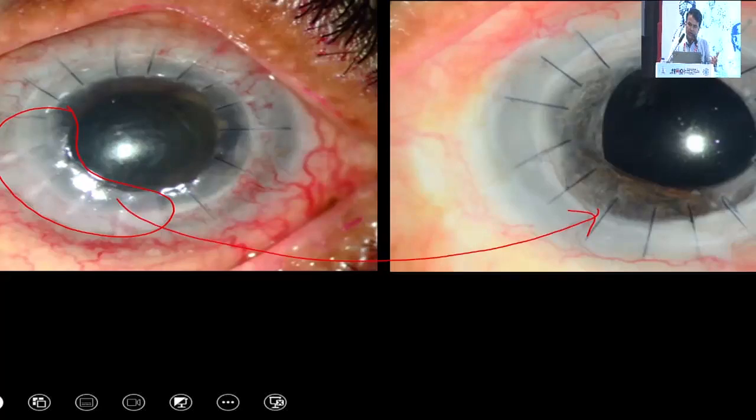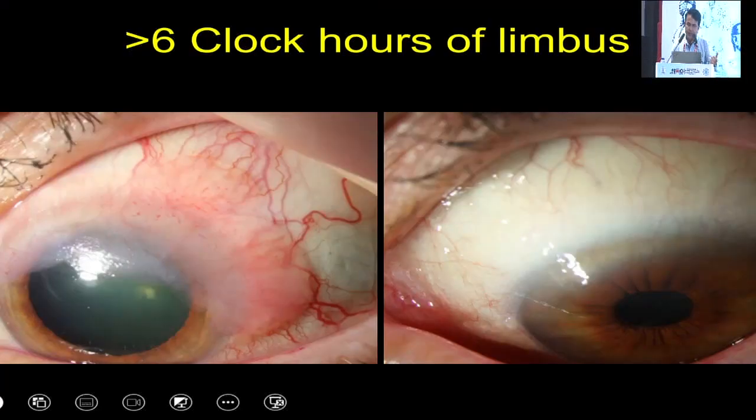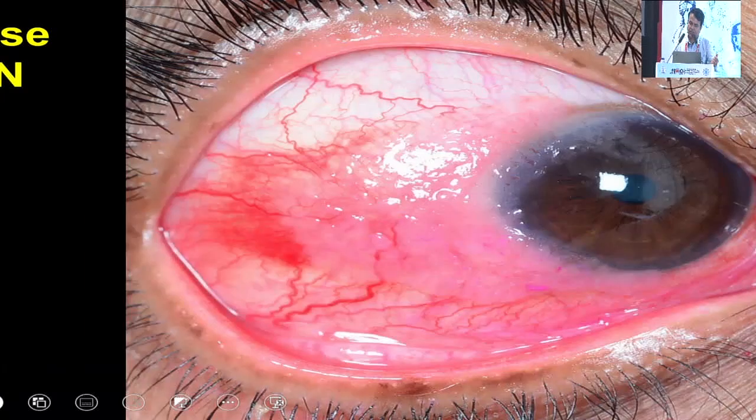You can see how the cornea has become very clear following topical therapy. Or in patients who have more than 6 clock hours of limbal involvement, where if you were to do primary surgery, there would be a possibility of limbal stem cell deficiency, you have a scarless healing with topical therapy. That's the 3rd indication. And the fourth indication is diffuse OSSN, where almost the entire ocular surface is involved.